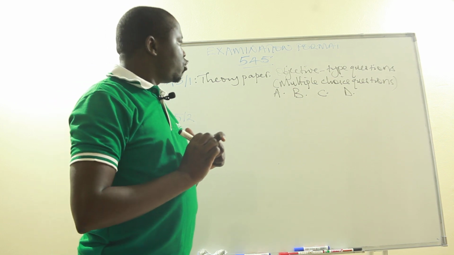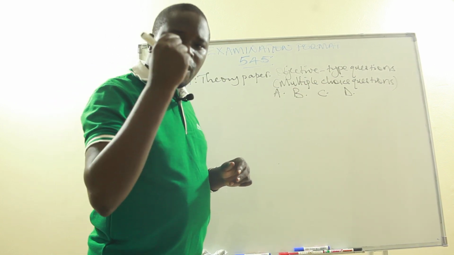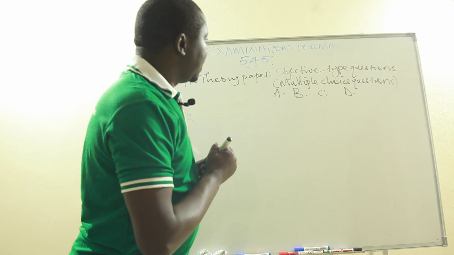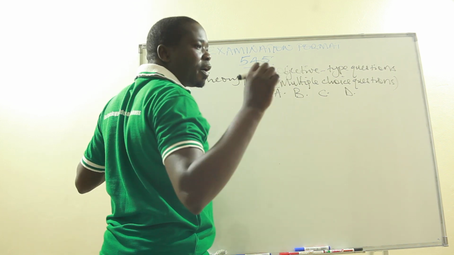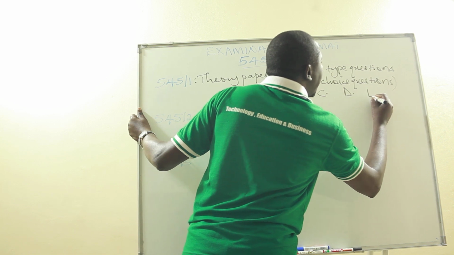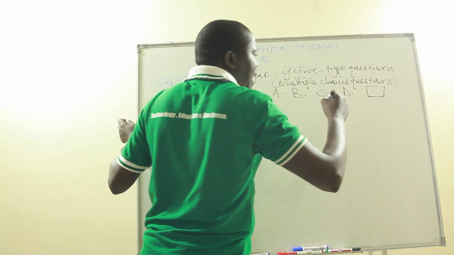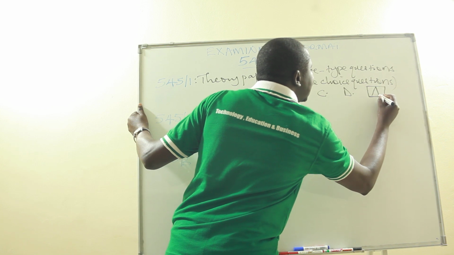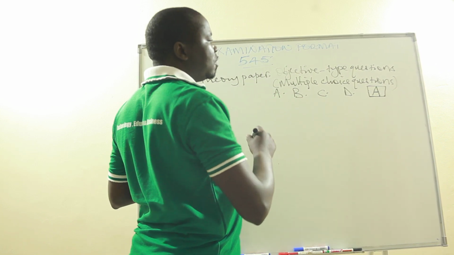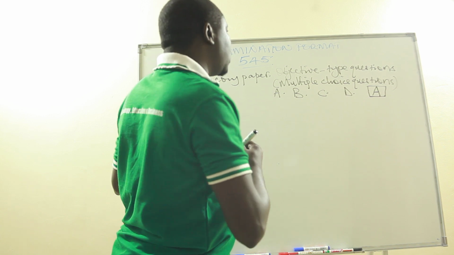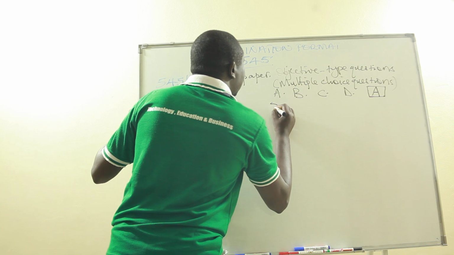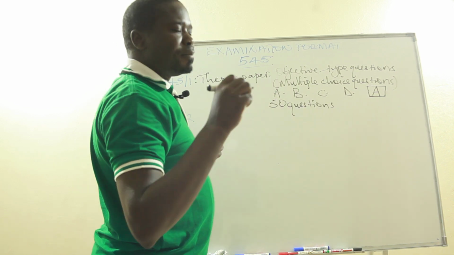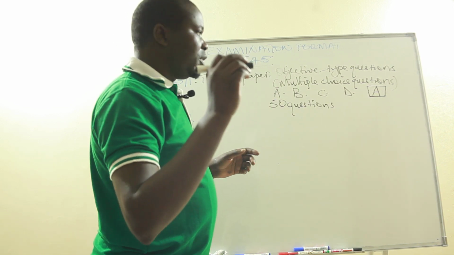A candidate is supposed to choose one answer out of the four which he or she sees as the most correct answer or alternative. So, in this case, the answer you are going to pick, you are going to put it in a box which is already drawn for you at the right-hand side of each question. So, if the answer is A, you will put your A inside the box in capital letter. Don't let it go outside the box, just inside the box. You will be given a total of 50 questions and you will answer all of them compulsorily. Just put A, B, C, or D in the box provided.